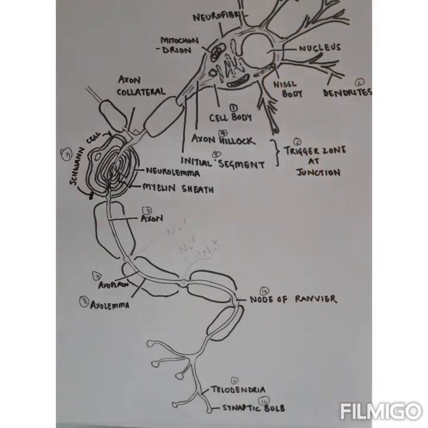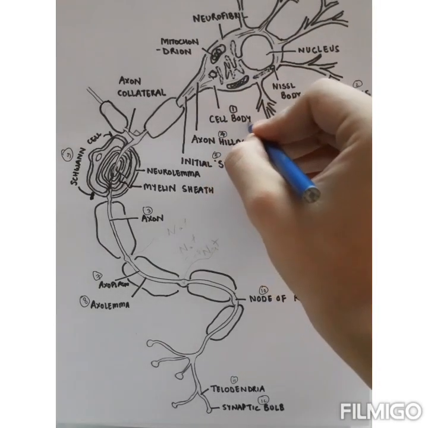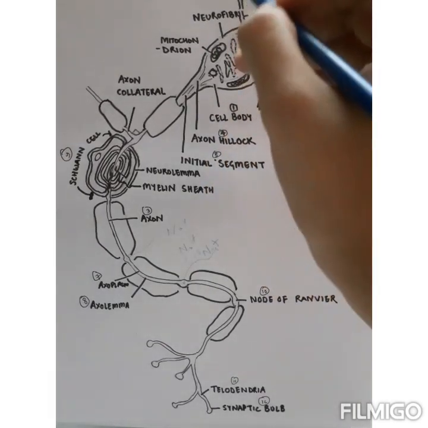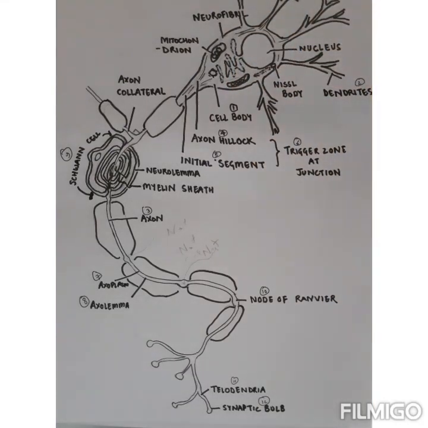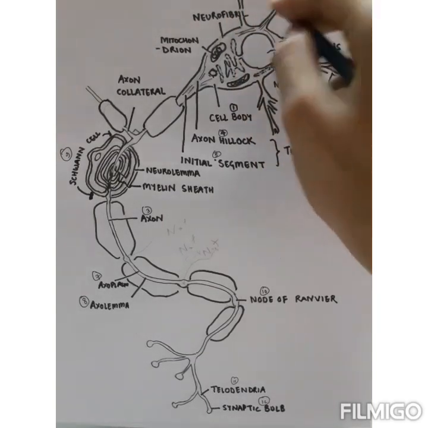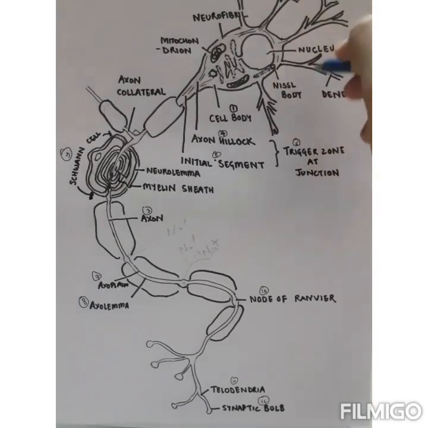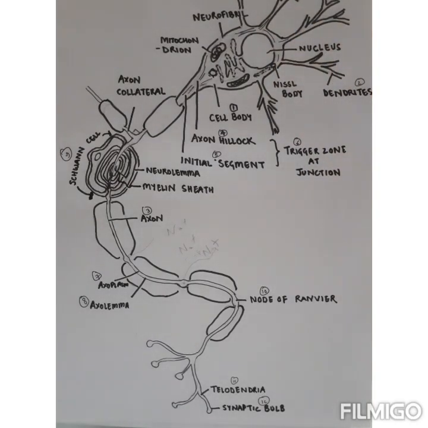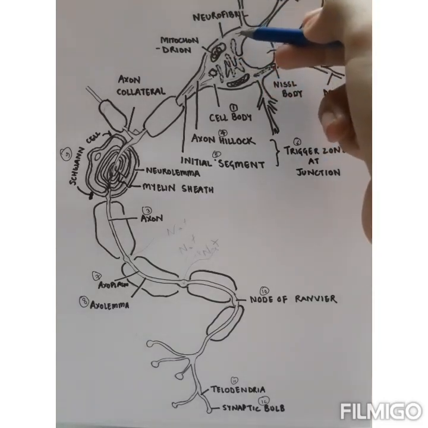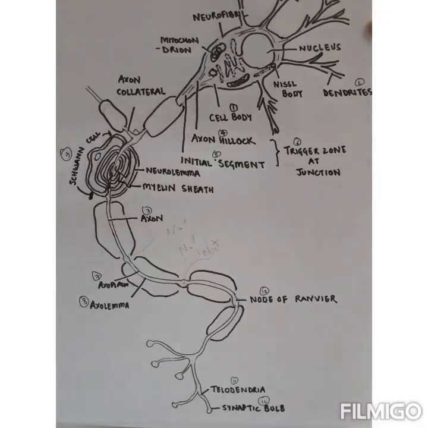Now talking about the nerve fibers, which are the extensions of the cell body. This is our cell body and the extensions emerging from it are called nerve fibers. Nerve fibers are of two types. One is this and the other one is this. Talking about these extensions, these are called dendrites. These are multiple in number and are highly branched. They contain all the organelles that are present in the cell body, the cytoskeletal elements, and of course the cytoplasm.